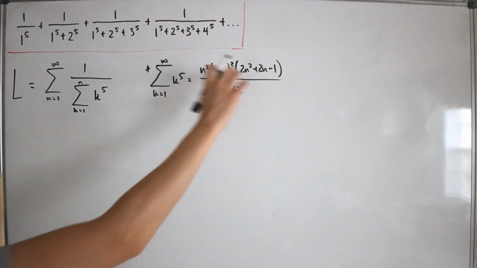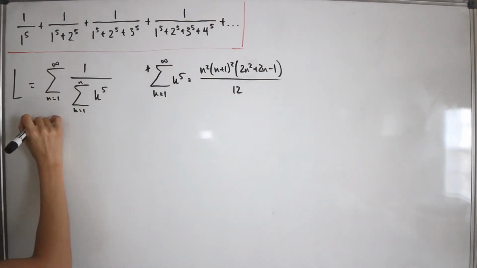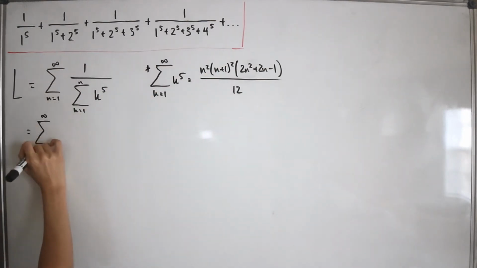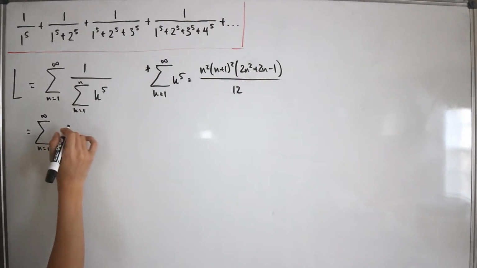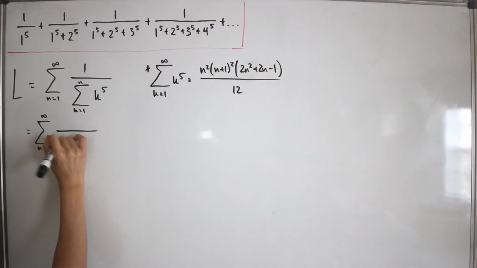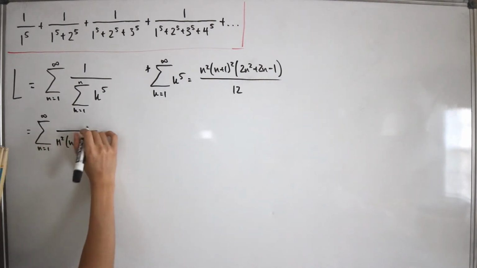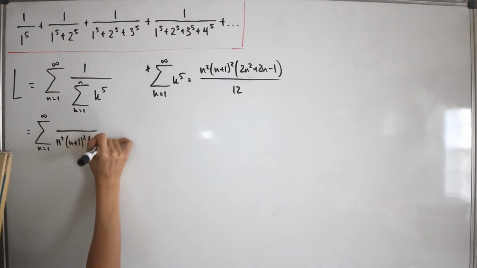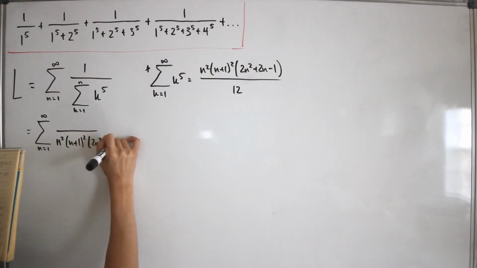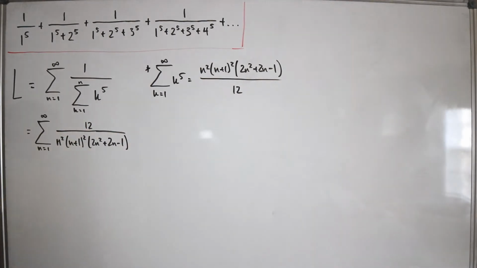With this, we can make that substitution back over here. And with the flip of the reciprocal, we'll have that this is the infinite sum from n equal to 1, excuse me. Now, just to make things neat, I'm going to write the denominator first. So n squared, then n plus 1 squared, and then 2n squared plus 2n minus 1, and then 12 on the numerator, just for the sake of symmetry.